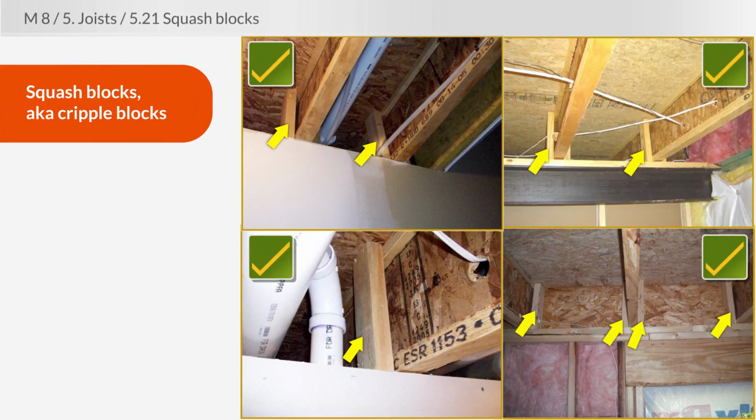These are all examples of squash blocks that have been placed under heavy loads to transfer the weight of those loads above, around the I-joist, and to the framing below. Squash blocks, in some areas, are known as cripple blocks.